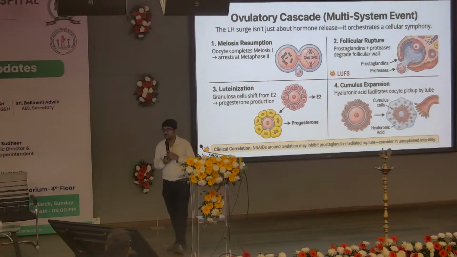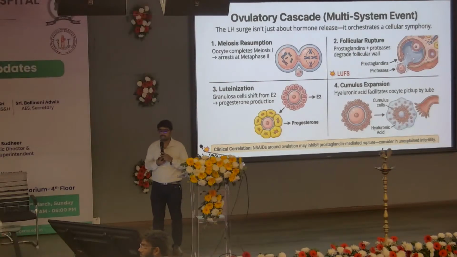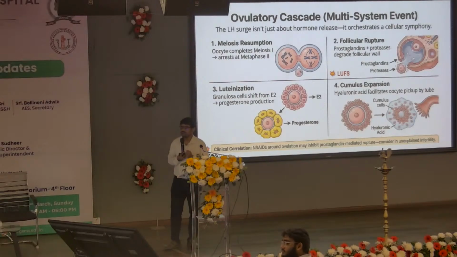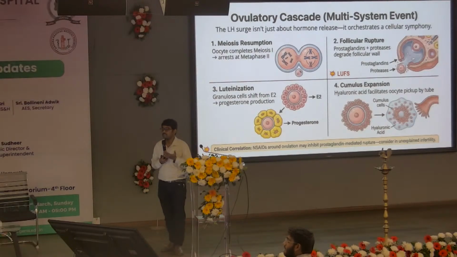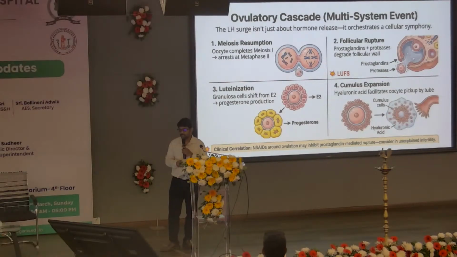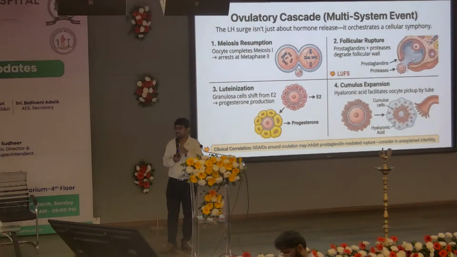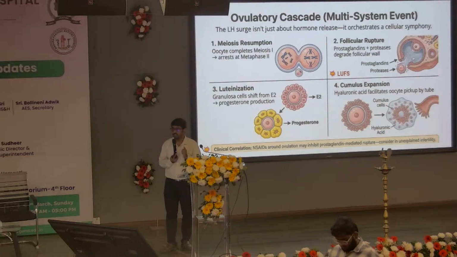So what is LUFS? Luteinized unruptured follicular syndrome. It is a condition where you have an LH surge but fail to ovulate, especially with the use of prostaglandin inhibitors and NSAIDs like ibuprofen and naproxen, which you take as painkillers during the period of ovulation. They suppress the synthesis of prostaglandins, which prevents follicular rupture and may lead to anovulation. Okay, that is an important concept which you have to remember.